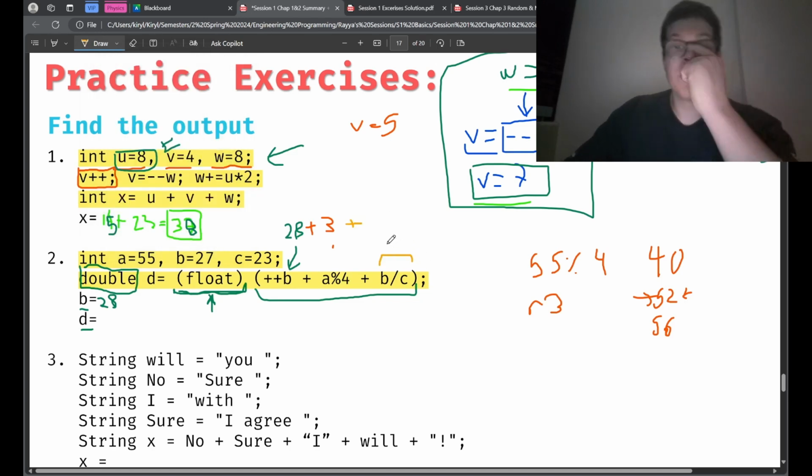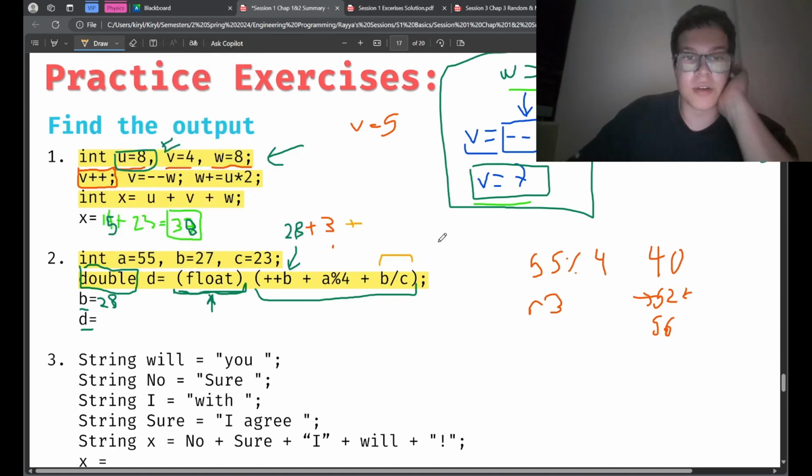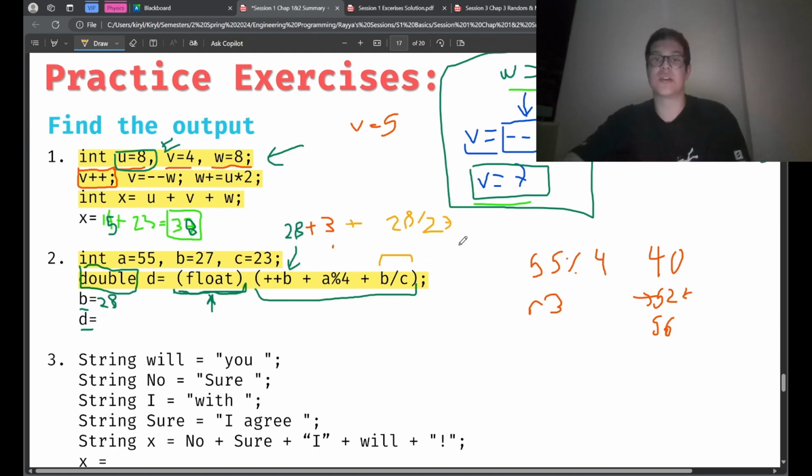Now, B over C, B in this case is 28, right? So it's going to be 28 and C is 23. Now, both of them are integers, right? Because they're both integers, I'm going to do integer division. So 28 over 23 will actually give me 1.